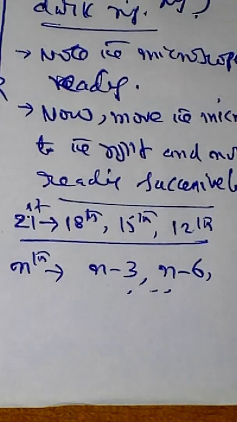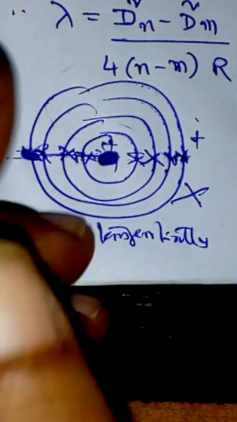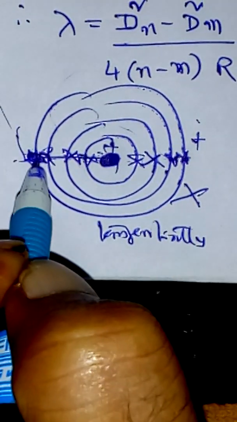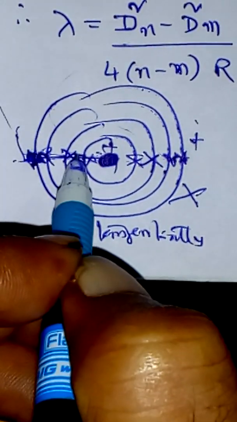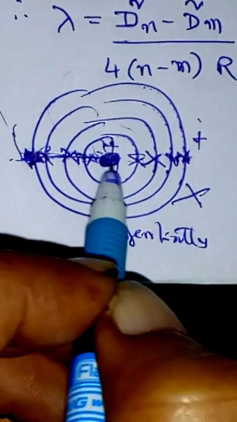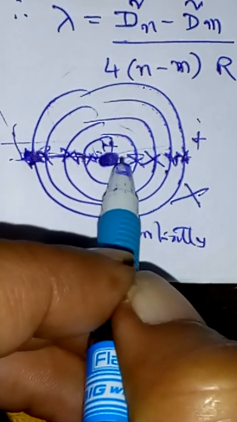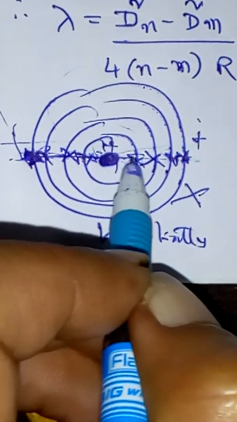Like that. That means you have taken a reading here. Let us say this is the 21st ring. Leave 3 rings, come to the next reading. Again leave 3 rings, come to the next ring. Like that on the left side. Similarly, the same procedure will go from this side.